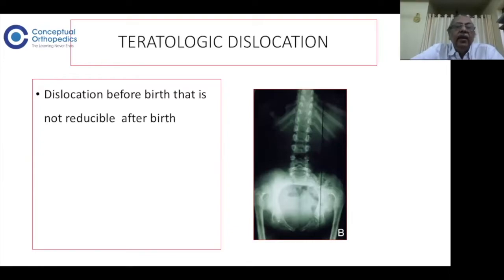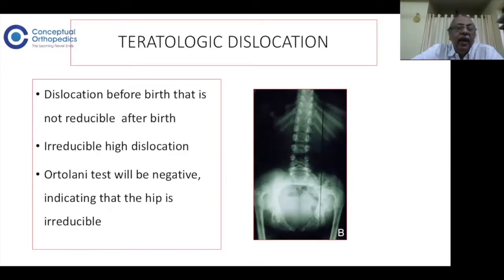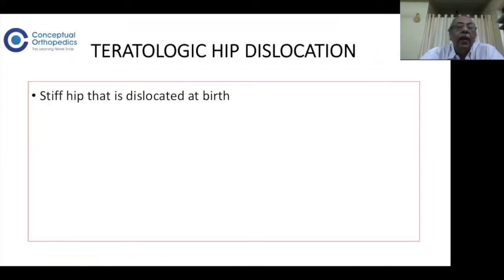Now, what is meant by teratologic dislocation? It is a dislocation before birth that is not reducible after birth. It is an irreducible, very high dislocation, and the Ortolani test will be negative, indicating that the hip is irreducible. Usually, if you see the X-ray, the false acetabulum is seen very early in these cases, showing that the head has been remaining out and pressing against the ilium for a long time. So it is a stiff hip that is dislocated at birth.